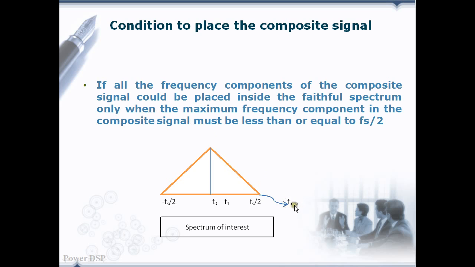So all the frequency components of the composite signal could be placed inside the faithful spectrum only when the maximum frequency component in the composite signal is less than or equal to fs by 2. So this is the spectrum of interest, and f0 and f1 are components of the composite signal, and f max is the maximum frequency component that must lie exactly on fs by 2 or maybe below that. This leads to the condition shown in the next slide.